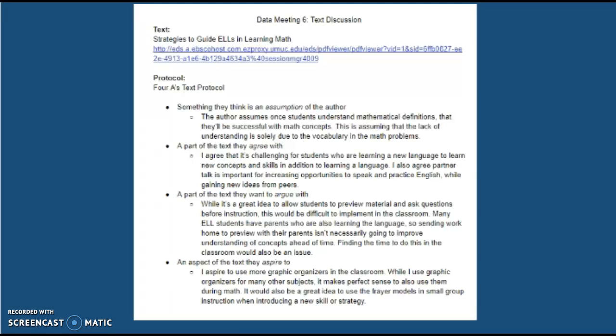One part we argue about is while it's a great idea to allow students to preview material and ask questions before instruction, I do not believe previewing instruction will be a good idea because it will lead to confusion, especially since there's no directions going forward on how to solve problems.